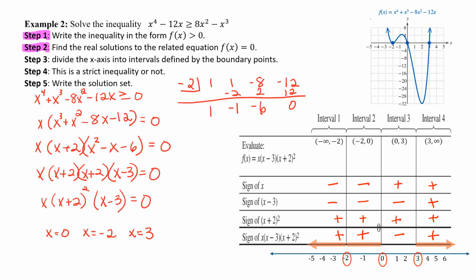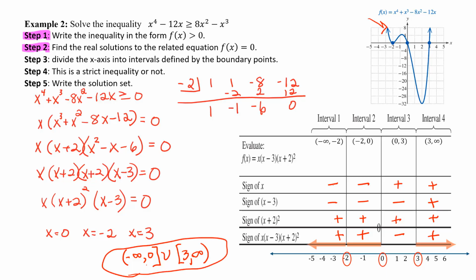And you can see that in the graph right here. It's above the x-axis the whole time from -infinity all the way up to 0. So that interval, -infinity up to 0, and we can include 0 because it's greater than or equal to 0. And then the other interval where it is positive is going to be 3 to infinity, and we're going to include 3 because it's allowed to equal 0. And so this would be the solution set for this polynomial inequality.